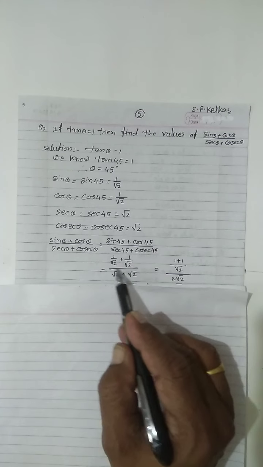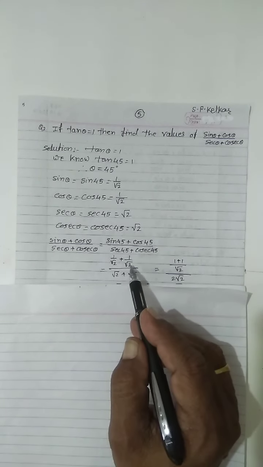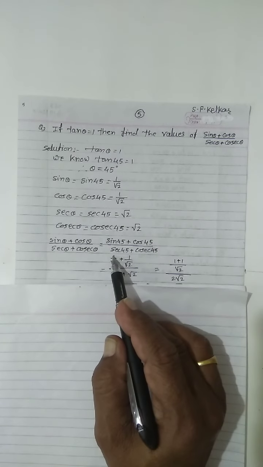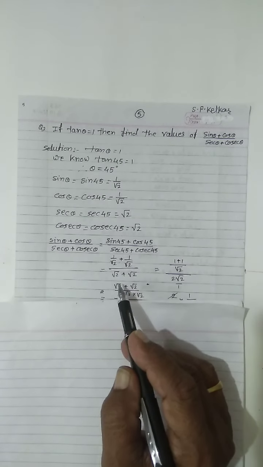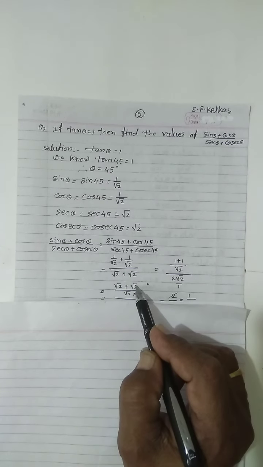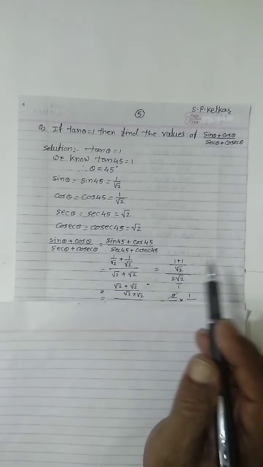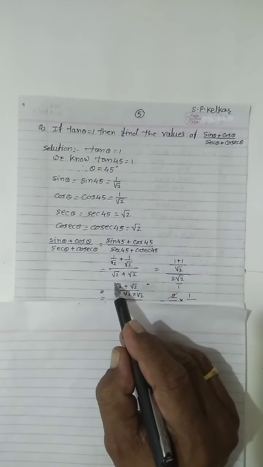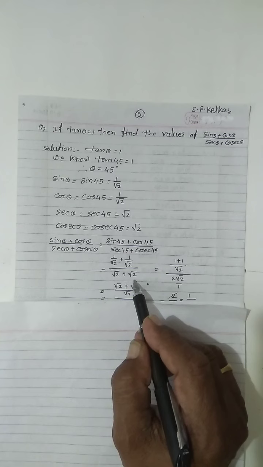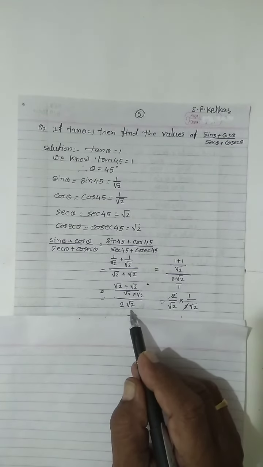Now take the sum of the numerator. We take a cross multiplication, that is root 2 into 1, we get root 2. Then root 2 into 1, again root 2, divided by root 2 into root 2. Then this root 2 plus root 2 is nothing but twice root 2.